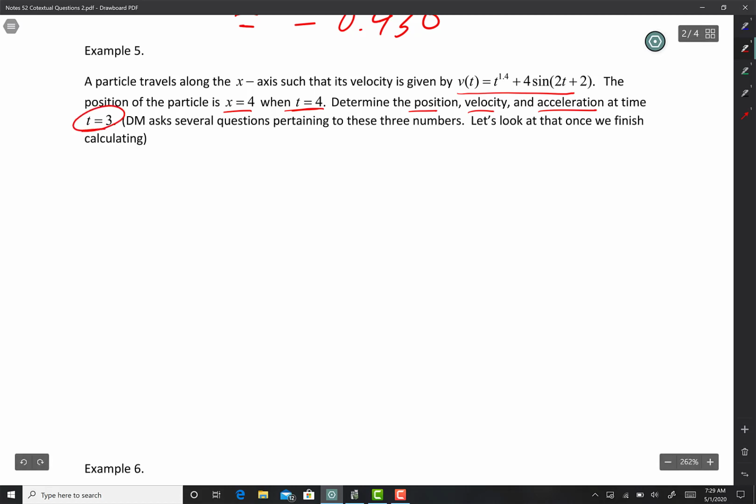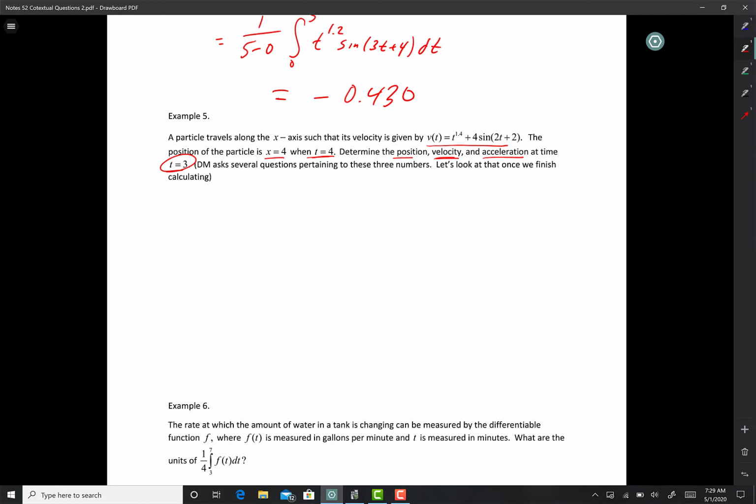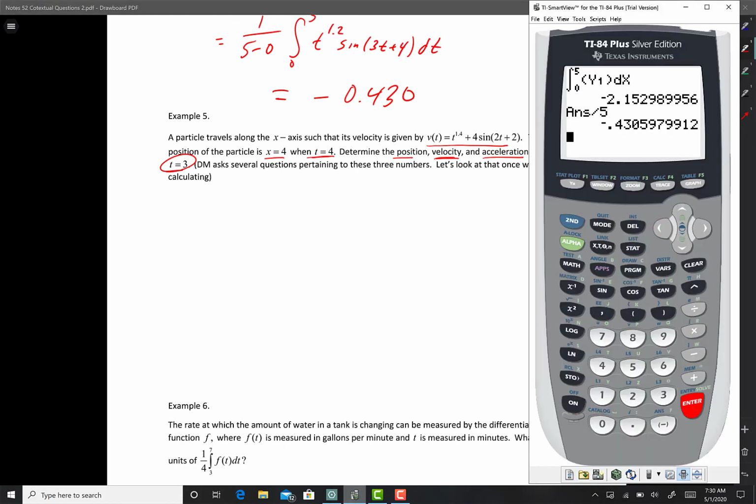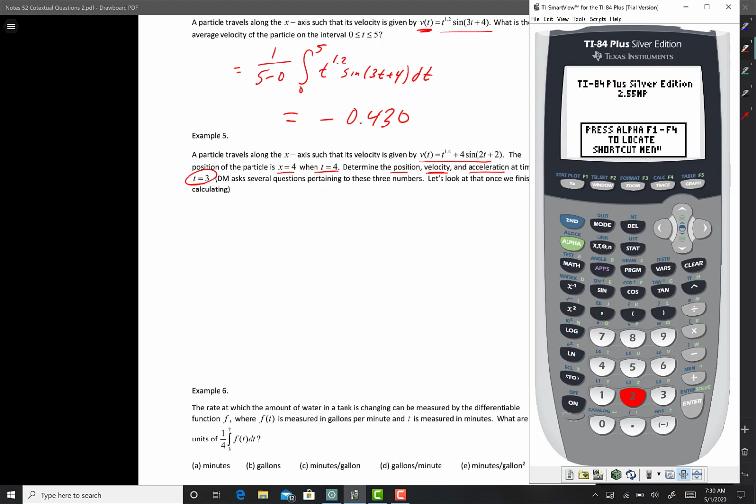Okay, so let's figure out all of those. The first thing I'm going to do, guys, is figure out the velocity. So take your calculator out. And again, I'm going to type in those expressions. Second memory 7, 1, 2 to reset everything. And I'm going to go to y equals, and I'm going to type that in.